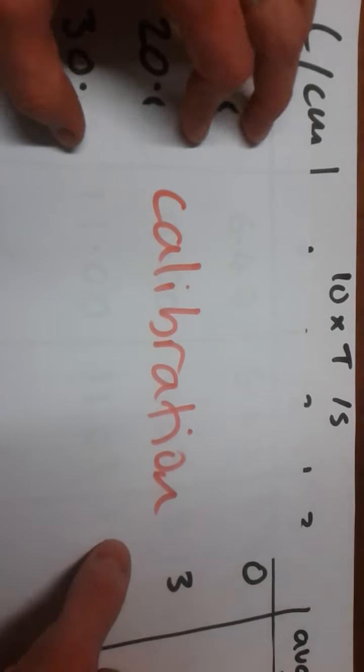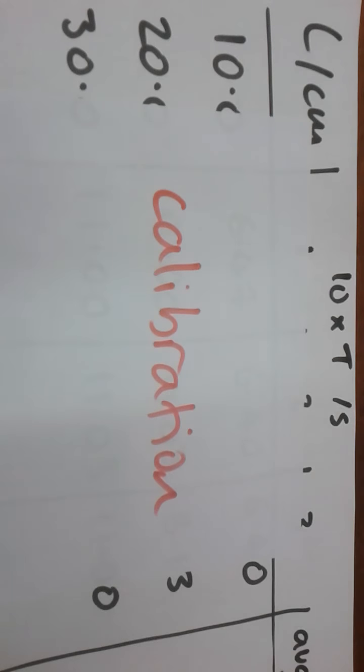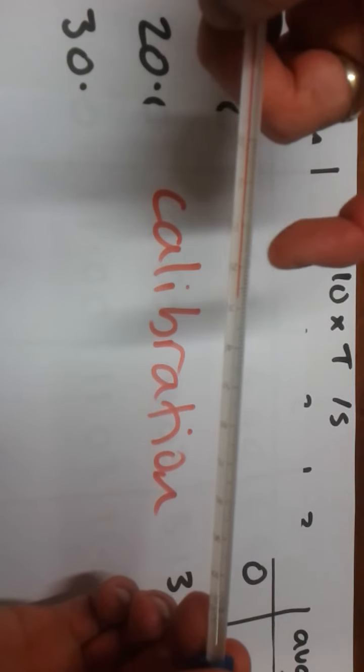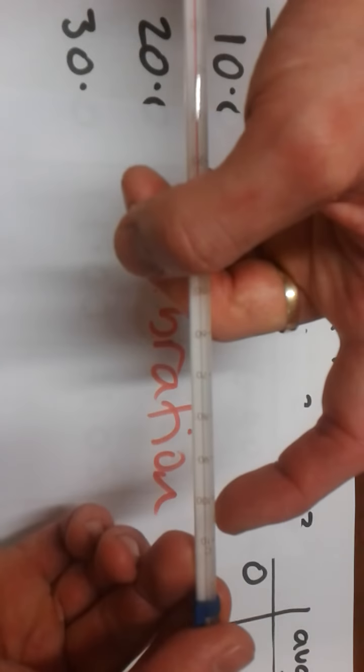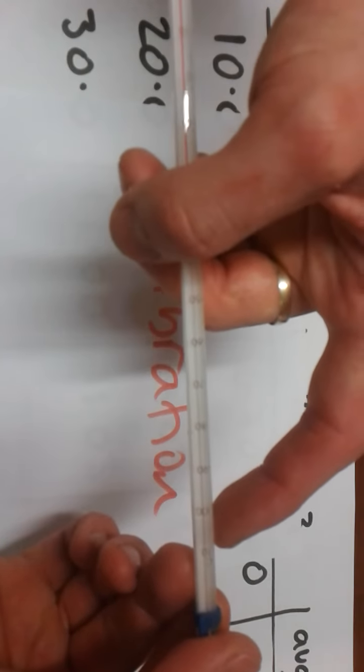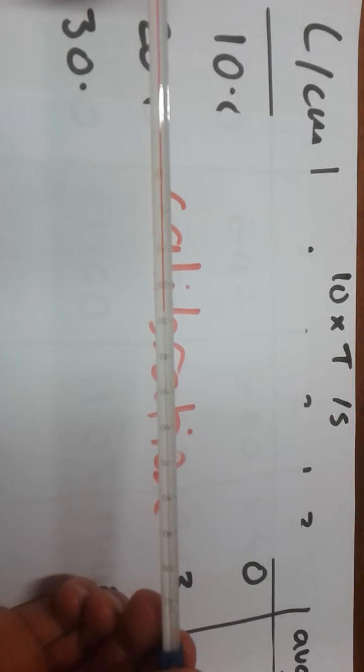Whilst we're talking about instruments, another key term on the list is calibration and what that means. We'll stick with the thermometer here since it's handy and it's a good example. So the thermometer has a scale going up the side of it. This one's going from minus 10 up to 110 degrees C.